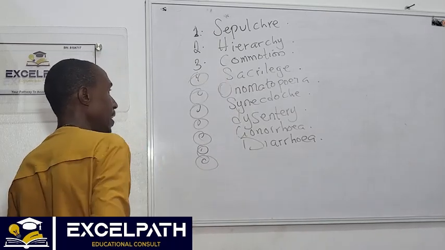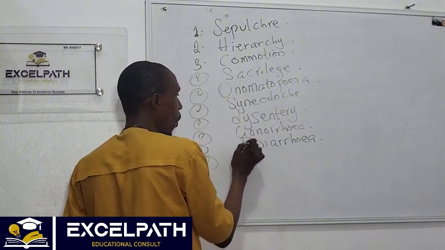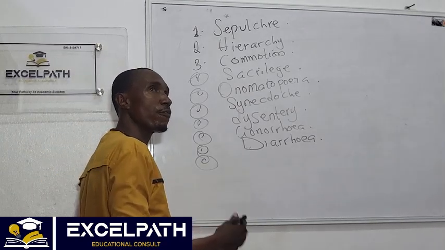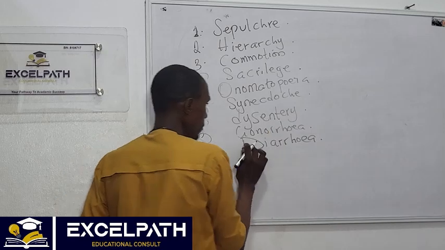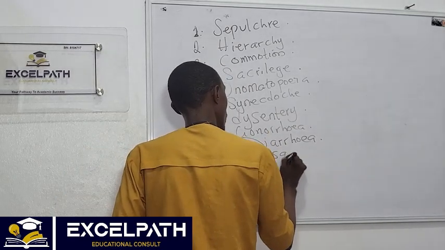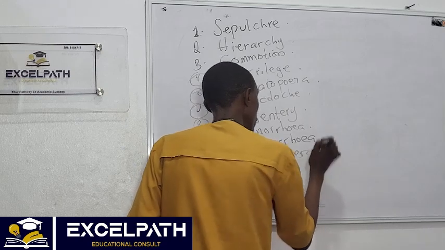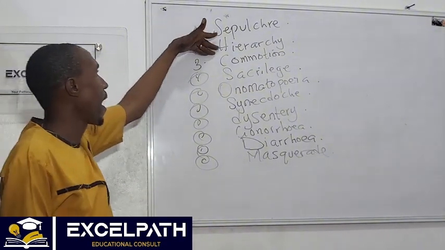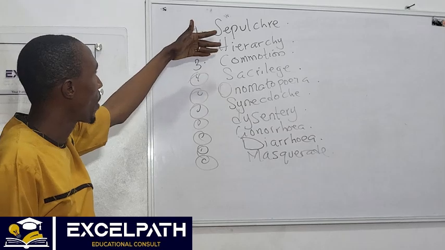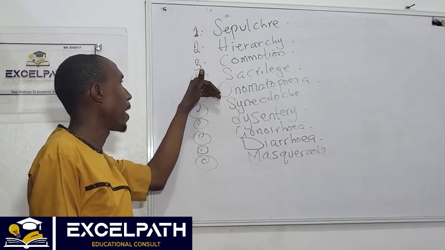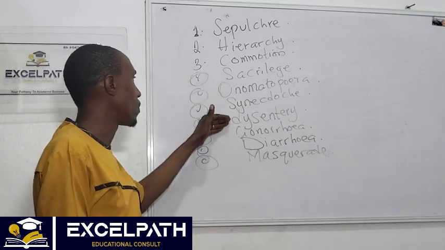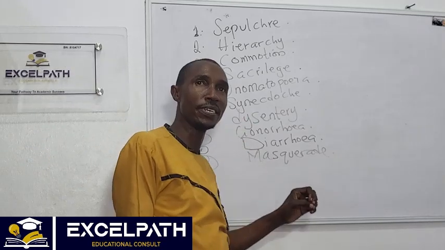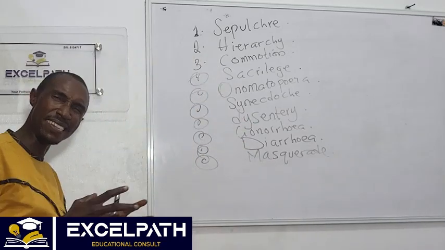And finally, number 10, these are words that you need to take notes of. Then they ask you in different forms. Then the last one is, so take note of this, masquerade. So we have sepulchre, hierarchy, commotion, sacrilege, onomatopoeia, synecdoche, dysentery, gonorrhea, diarrhea, and we have what? Masquerade. This centers on spellings.